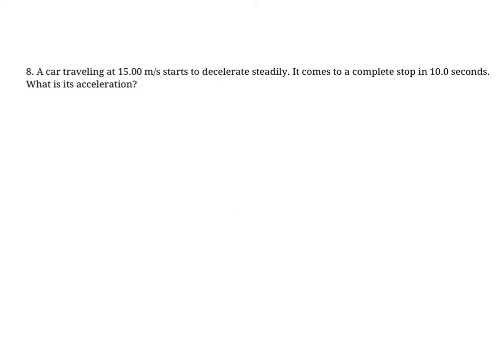Here we have another problem. This one is just number 8 from a worksheet. A car is traveling at 15 meters per second and it starts to decelerate, or slow down, steadily. It comes to a complete stop in 10 seconds. What is its acceleration? So again, acceleration is equal to final velocity minus initial velocity all over time, or divided by time.